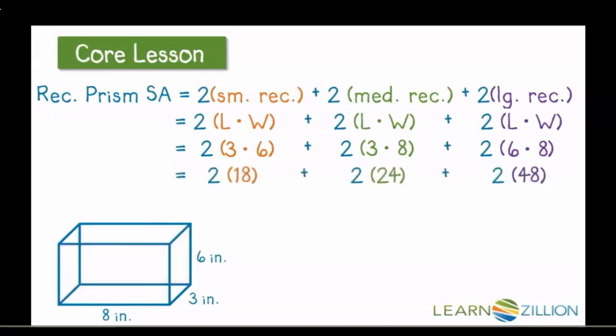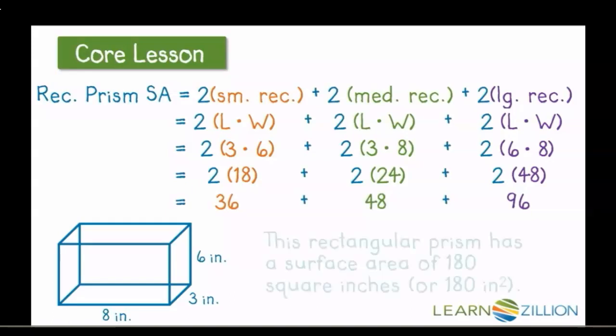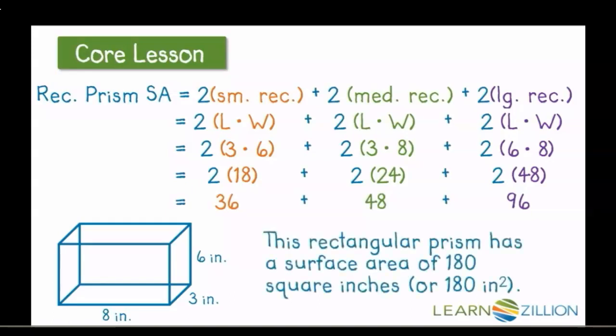Do not forget to double the area of each face because we have 2 of every sized face. So we take 2 times 18, 2 times 24, and 2 times 48. That will get us the area of all 6 faces. Simply add up those values, and I learned that this rectangular prism has a surface area of 180 square inches.